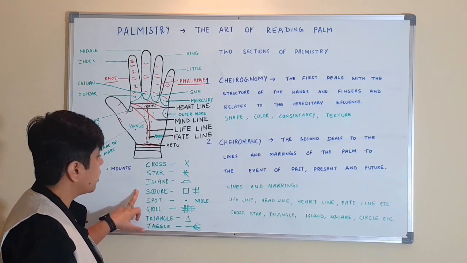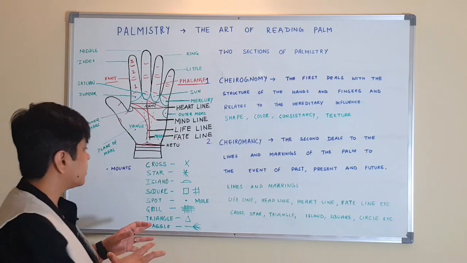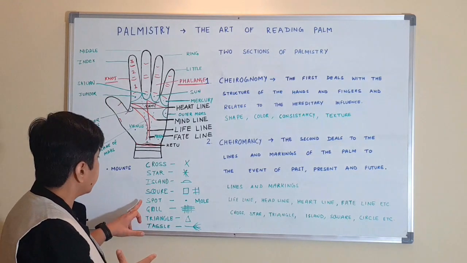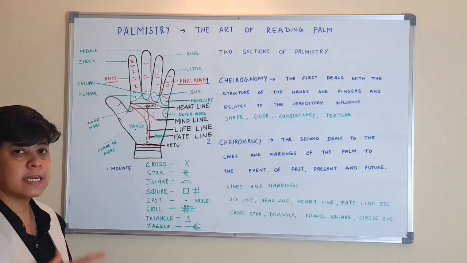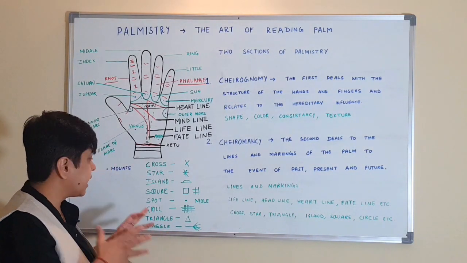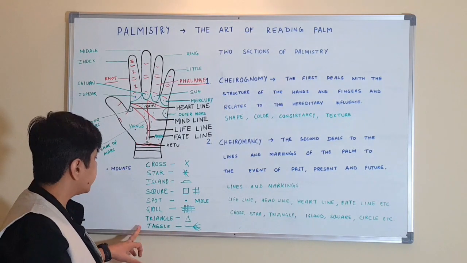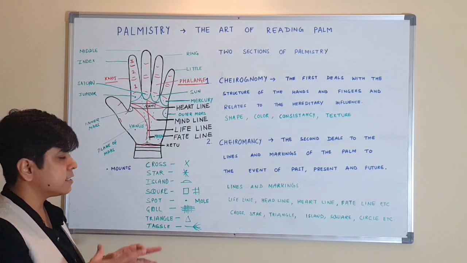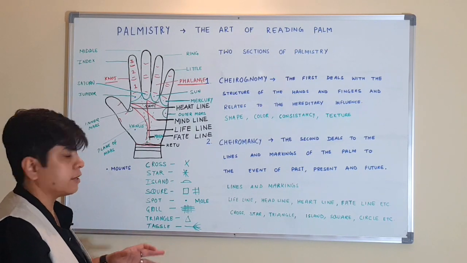Then comes the square. A square is a preservative sign, a sign of preservation, and it gives security to a person. Then comes the spot, which we also call a mole. This spot indicates a negative sign. Then comes the grill, which also indicates a negative sign. Then comes the triangle, which is a positive and auspicious sign. Then comes the tassel, which is also a negative sign, except that a tassel on the mind line is considered positive.